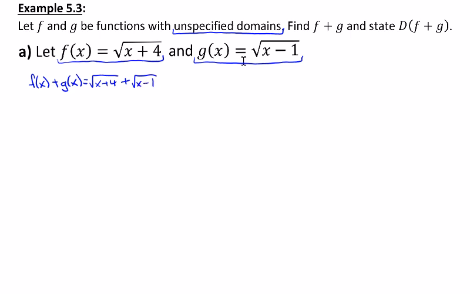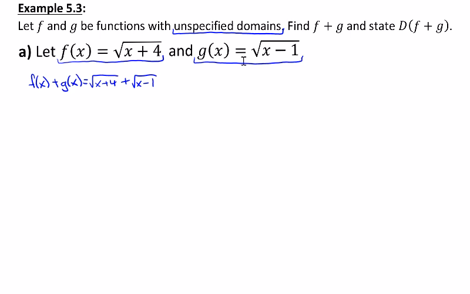Now ideally when we're adding and also when we're subtracting two functions, we're looking to combine like terms. And fortunately or unfortunately, however you want to see it, there are no like terms here. Each one of those square roots is a different square root. One of them is the square root of x plus 4, the other is the square root of x minus 1. So as far as the equation is concerned, it is already as simplified as it's going to get. So we're going to leave that alone.